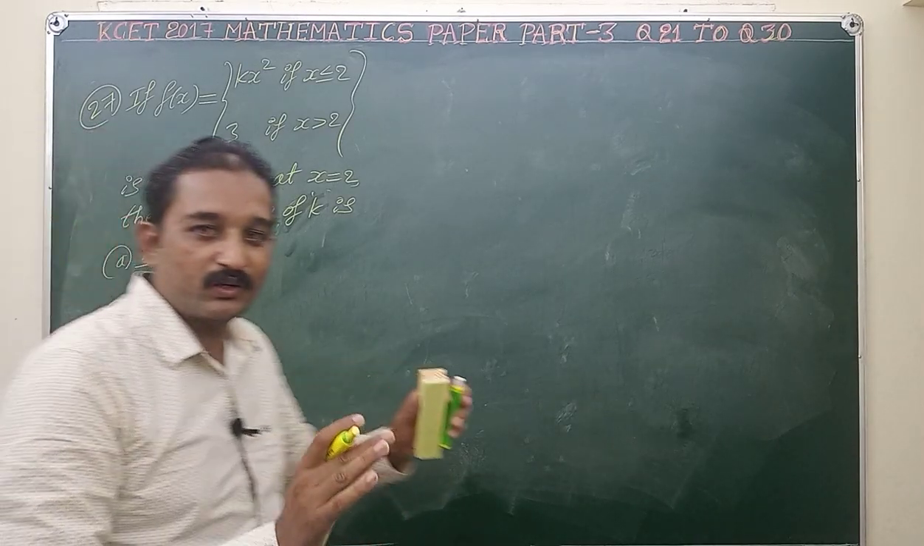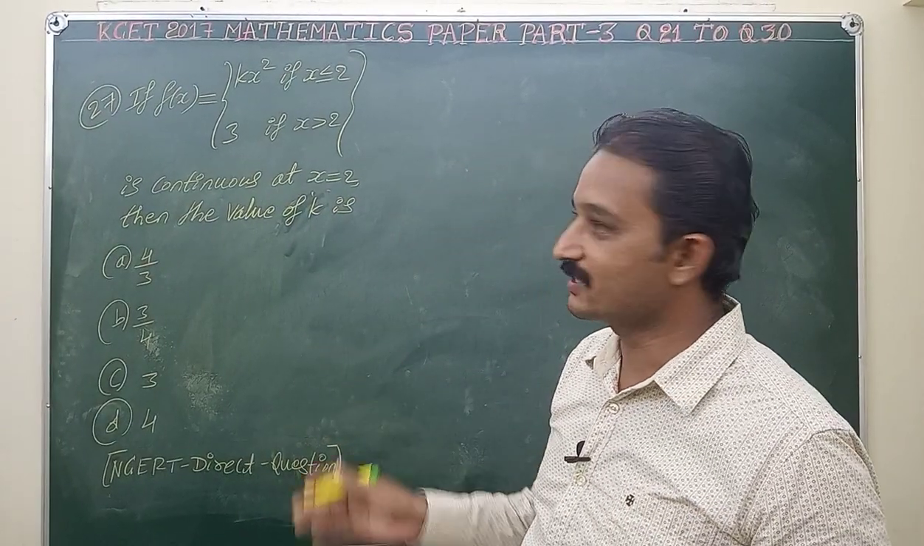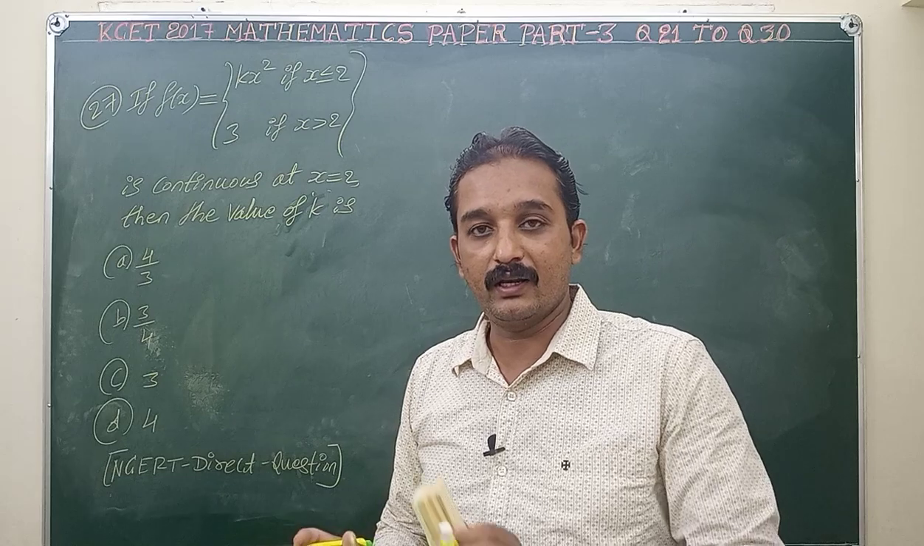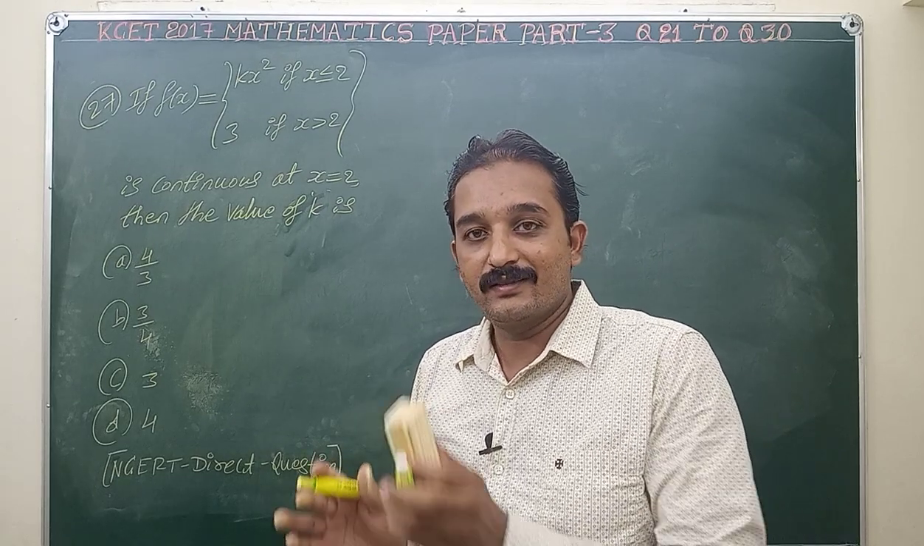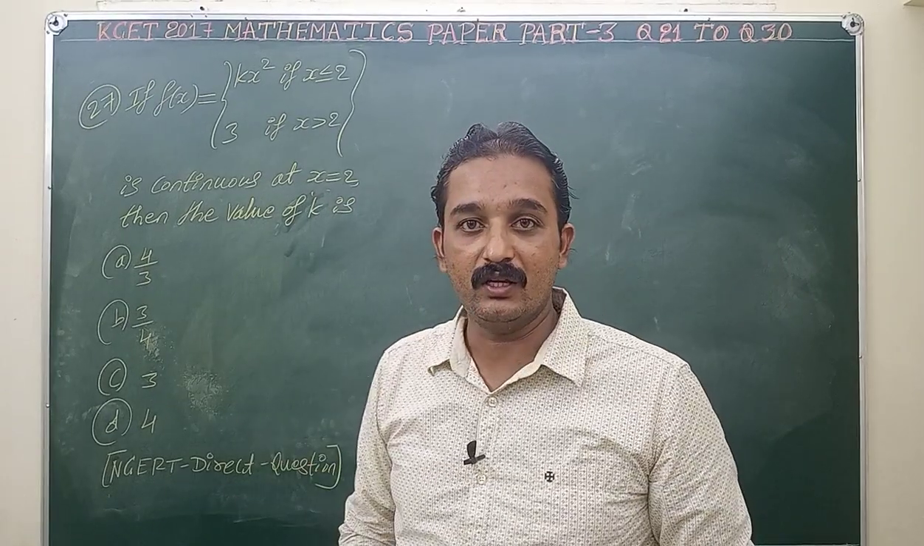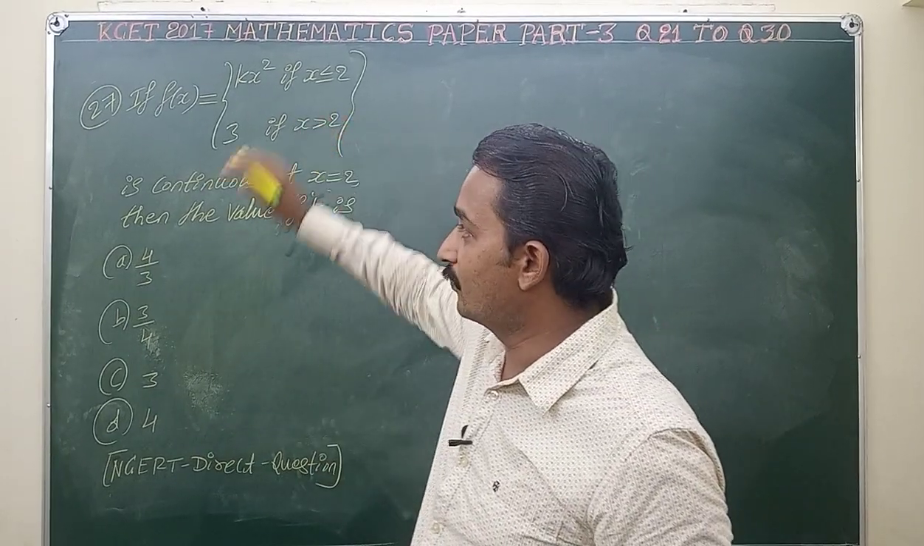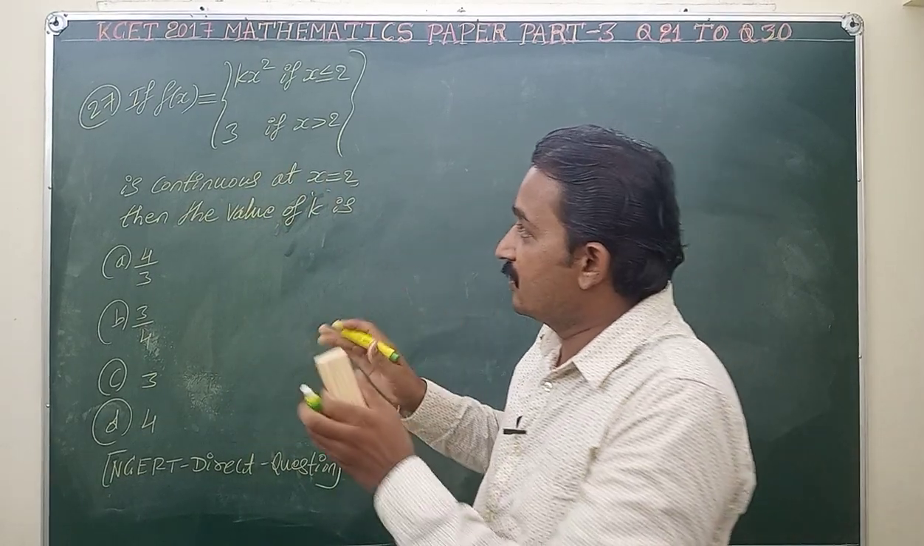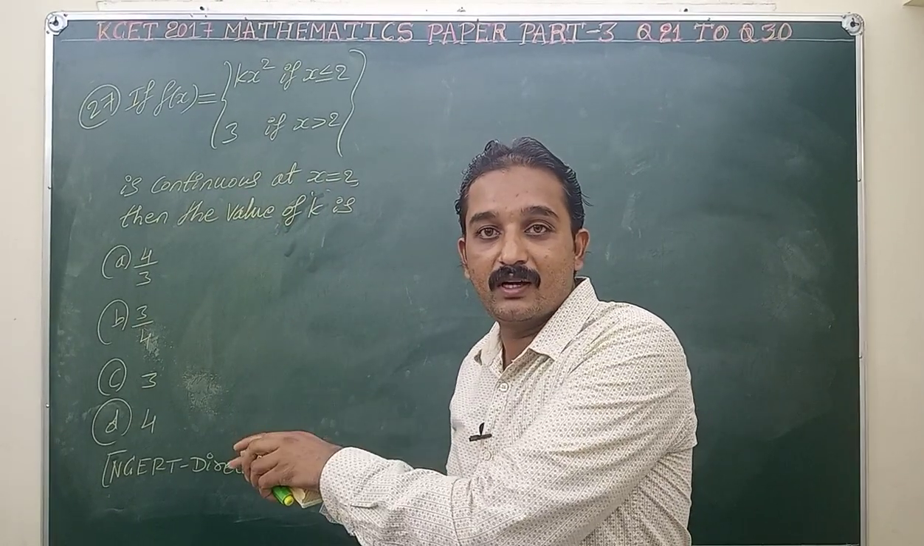So now let us move on to the next question. Question number 27. This question is based on the chapter continuity and differentiation, particularly continuity. There is this type of question in theory examination. It carries 4 marks. Here it carries 1 mark. Usually they ask 5 or 6 questions on this chapter in KCET.